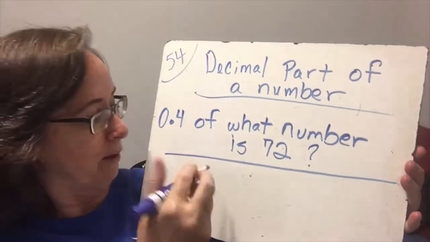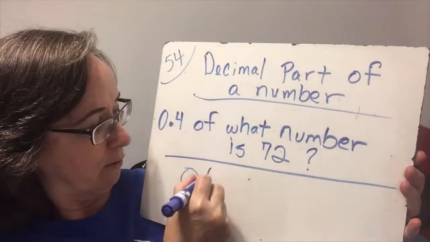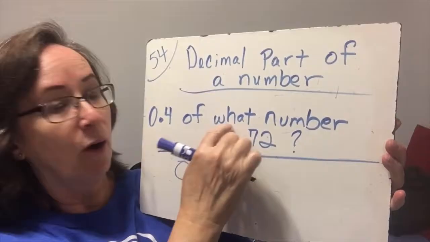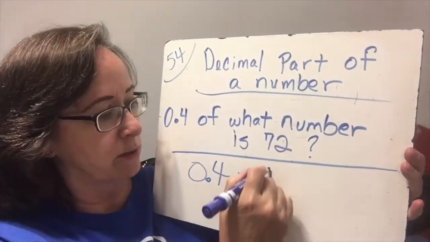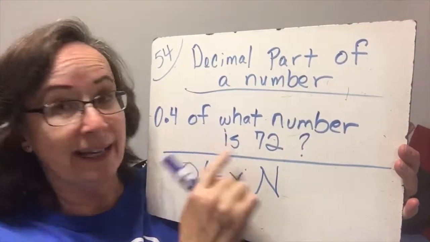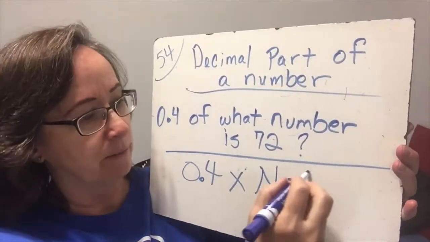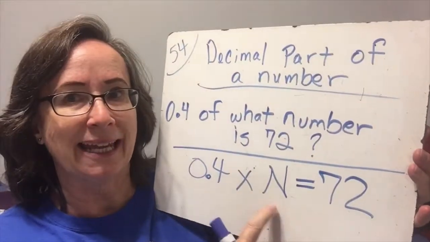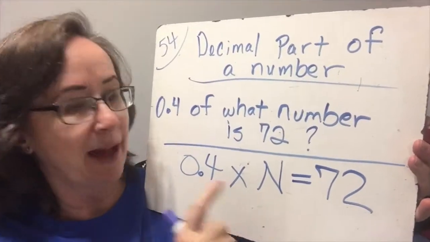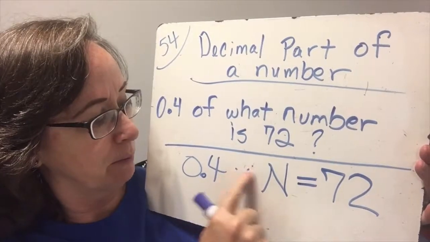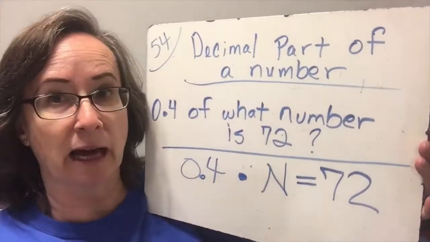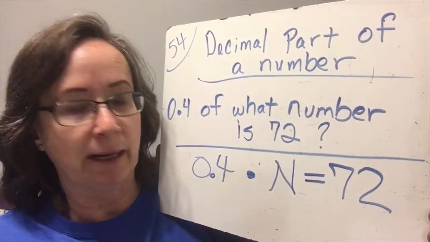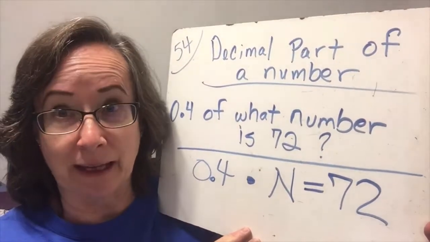So we're going to have 0.4. 0.4 of means times what number? So we'll just use n. Our equal sign, 72. That's it. Now, what do we have to do to get n, which is what we're trying to find, by itself? Now, I'm going to remove the x for the times and put the little dot, because in algebra that's much easier for us to keep straight, because x can be a variable.